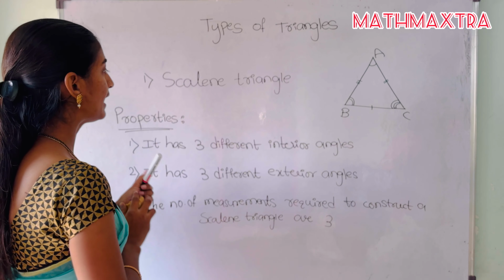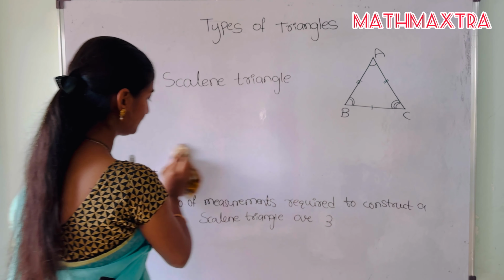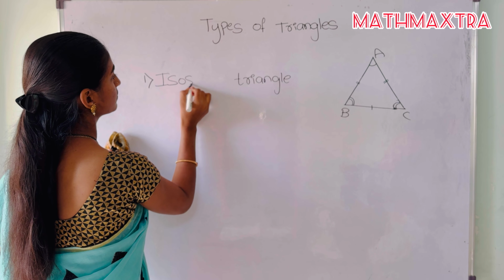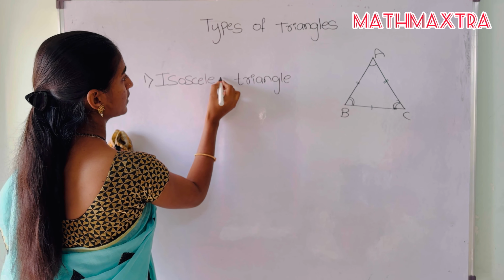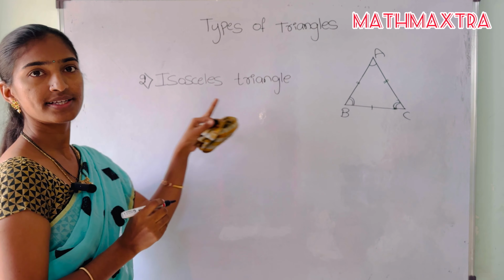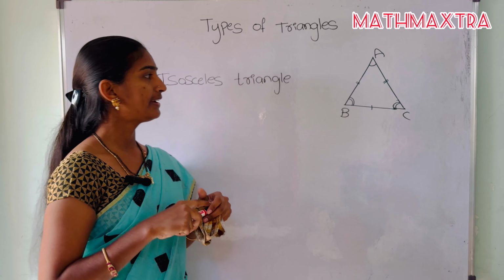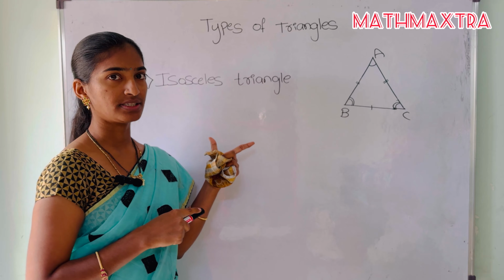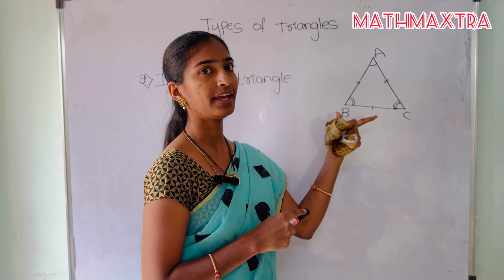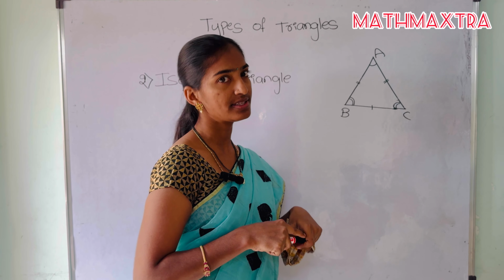So, the second type is isosceles triangle. What is an isosceles triangle? A triangle in which any two sides are equal, then we call that triangle an isosceles triangle.